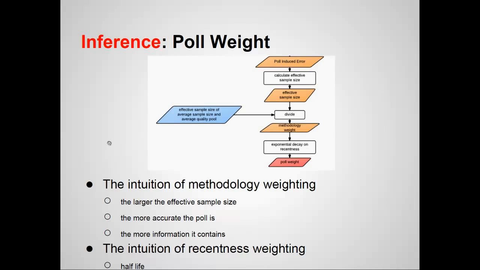So after we get the poll-induced error, we still have a long way to go until we get to how they should be weighted in our final process. So the intuition of weighting here is twofold. First, we want to weigh better polls heavier than poor polls, and we want to weigh much more on the recent polls than on the early polls. So in the first 4 steps, we are doing a methodology weighting.